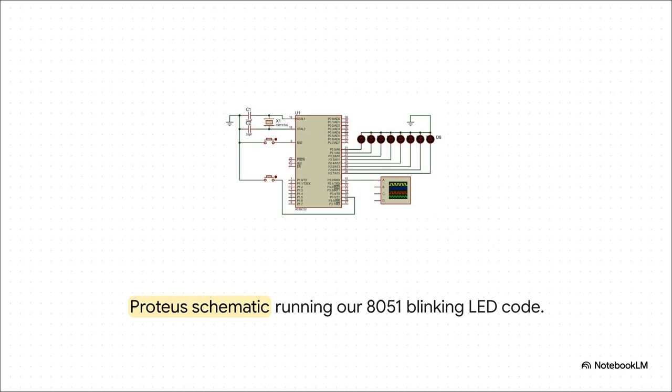And here is the payoff. When building out a Proteus schematic, we can drop our AT89C52 microcontroller right in the middle, hook up a crystal oscillator, some capacitors, a reset button, and an LED array on port 2. By linking our Keil hex file directly to that chip, our abstract logic physically manifests as blinking LEDs right on the screen. I gotta say, it is endlessly satisfying to watch your code physically light up.